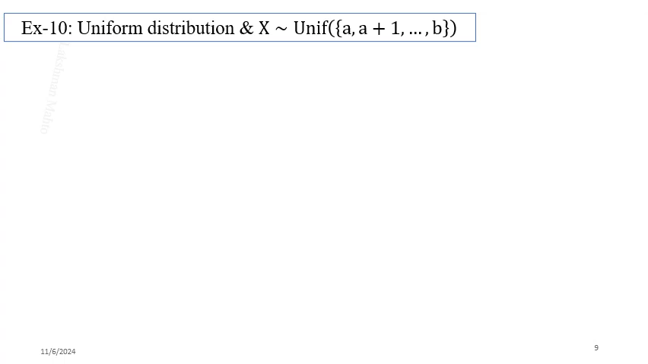So I am talking about the next distribution. That one is uniform distribution. What does it mean? We are taking numbers between A to B: A plus 1, A plus 2, A plus 3, up to B. And we are saying that these are uniformly distributed. That means equilibrium. The probability of occurrence of one is equal to the probability of occurrence of another. Equilibrium situation. What is the probability distribution?